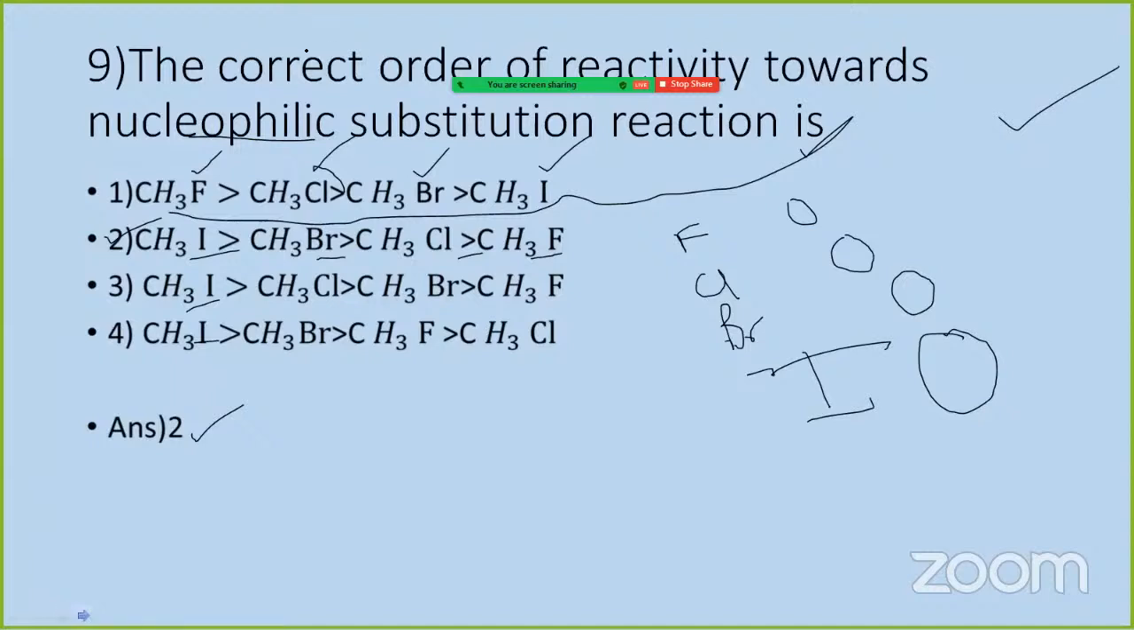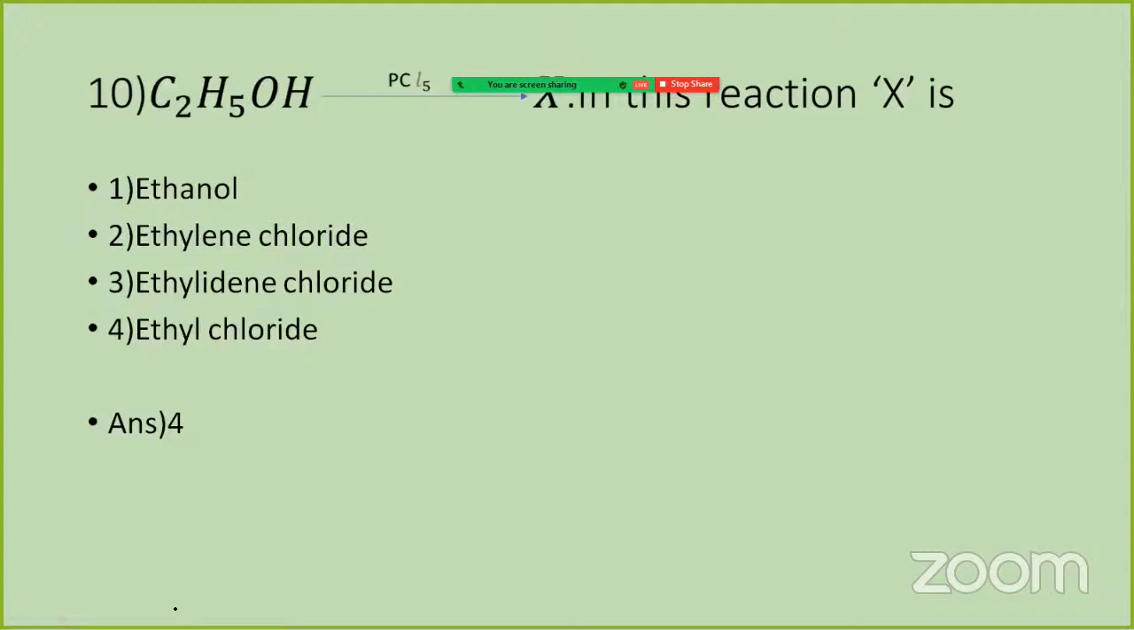Yes. So next question here comes ethyl alcohol. When you are treating ethyl alcohol with PCl5, what are you getting? Already just now I told that when alcohols react with PCl5, you will get alkyl halide. So simply we'll try here.